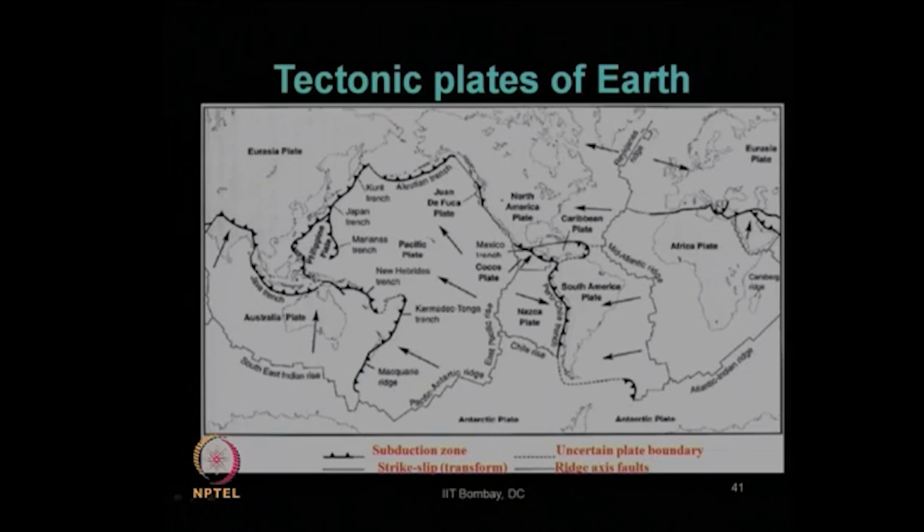Uncertain plate boundary, this dotted line, means people are not sure whether this plate boundary exists or not, but there are chances. And ridge axis faults, various ridges you can see, like the Mid Atlantic ridge. These axis faults can create possible plate tectonic movement, which in turn will cause earthquakes.